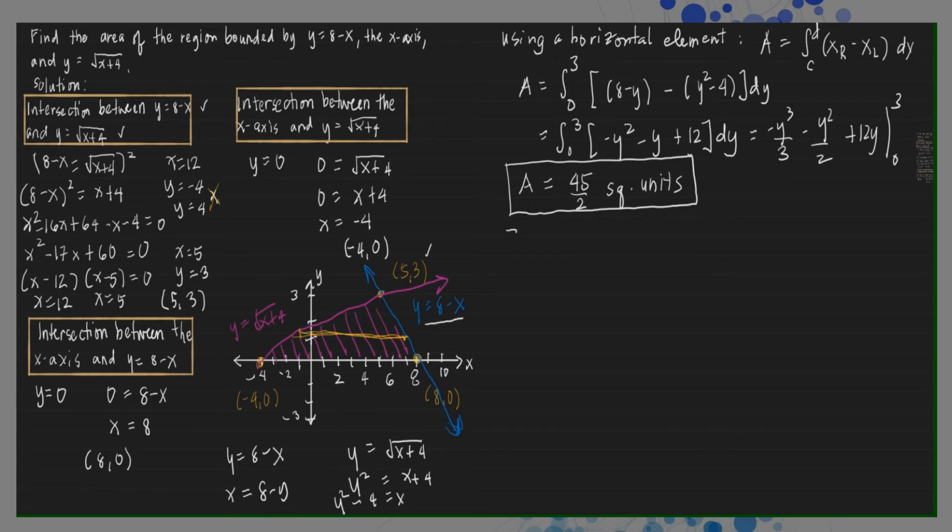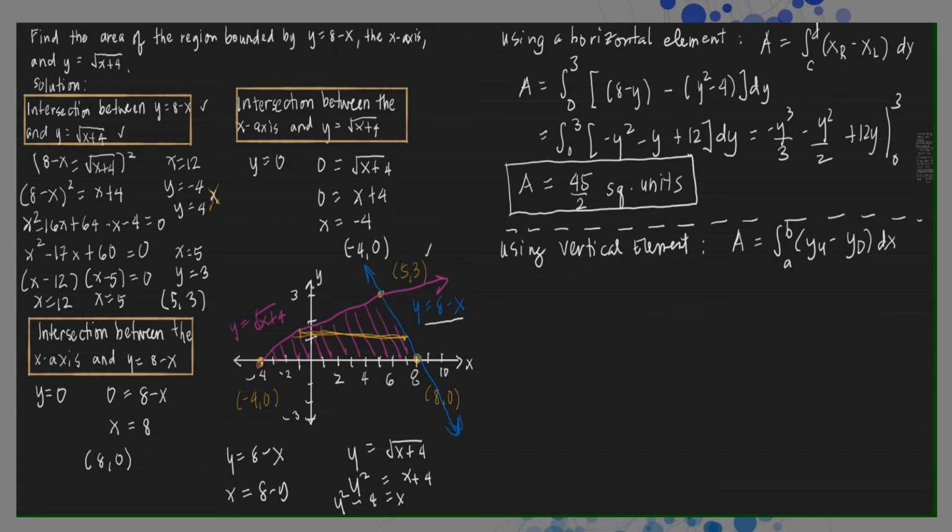Now, I mentioned that we are going to try using an alternative solution. So this time, we're going to use a vertical element. And we know that for this technique, we are going to use the formula y up minus y down dx. And then our limits of integration will be a and b, where A is the leftmost x-coordinate of the region and B is the rightmost x-coordinate of the region.